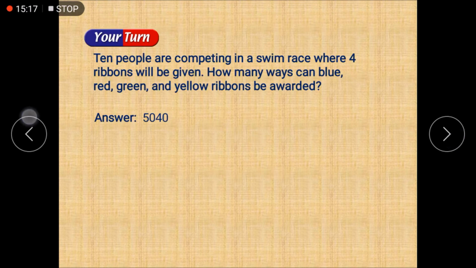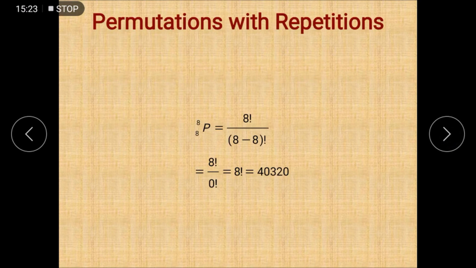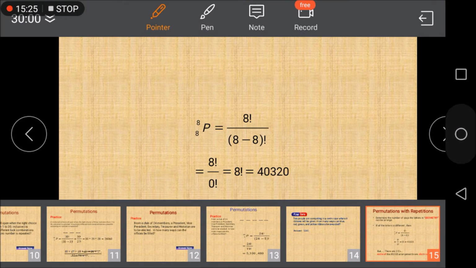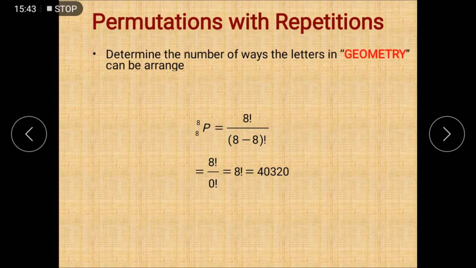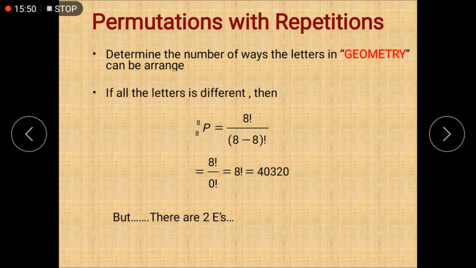permutation without repetition. Now if we have repetition, what is meant by repetition? Let's see here. What happens when you have repeats? Determine the number of ways the letters in geometry can be arranged. So geometry you have 2 E's, right? So we have a repeated letter here. How many letters in geometry? 3, 4, 5, 6, 7, 8 letters.